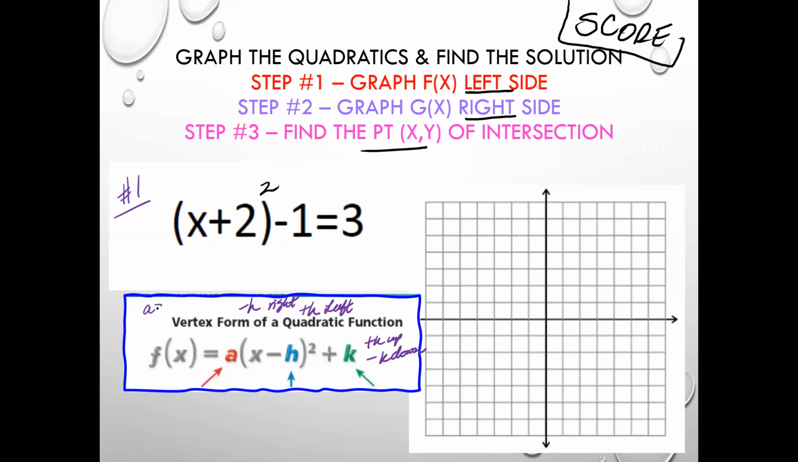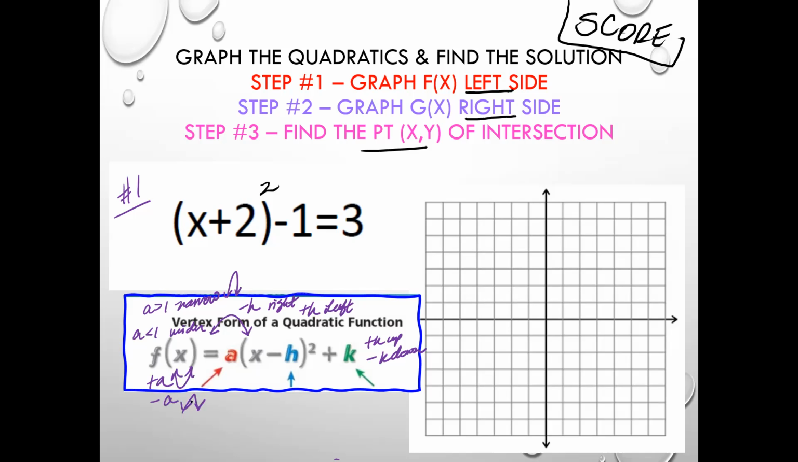A is going to be, if A is bigger than 1, it's going to be a narrow parabola like this. And then if A is less than 1, it is going to be a wider parabola like this. Okay, and then keep in mind that if it's a positive A, it's right side up. If it's a negative A, it's sad face.